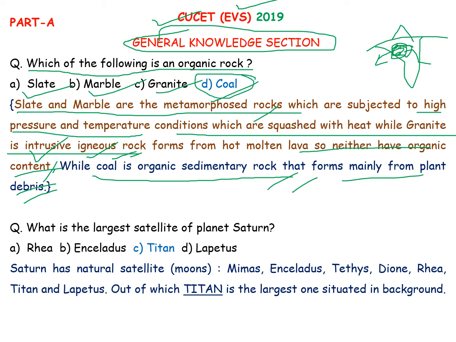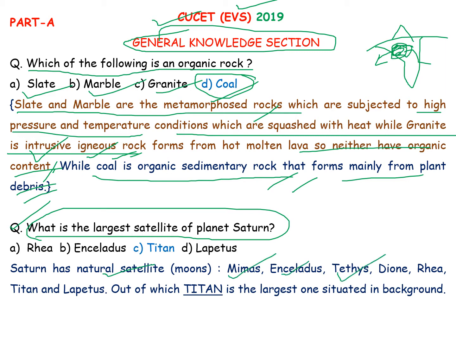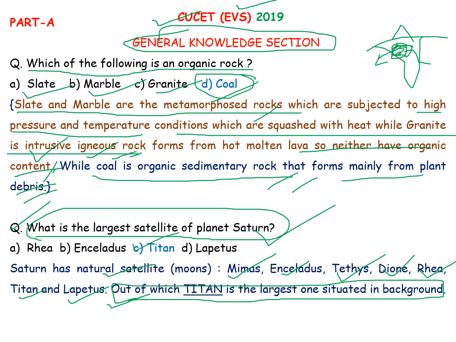Now, the second question: what is the largest satellite of the planet Saturn? Saturn has natural satellites like Mimas, Enceladus, Tethys, Dione, Rhea, Titan and Iapetus. So out of each, Titan is the largest one, that is situated in the background of our planet Saturn. So the answer will be Titan.